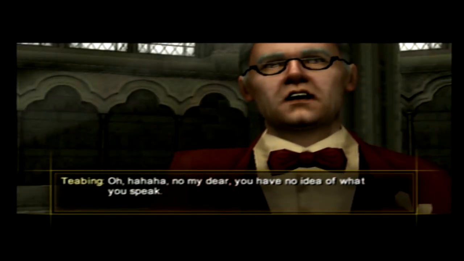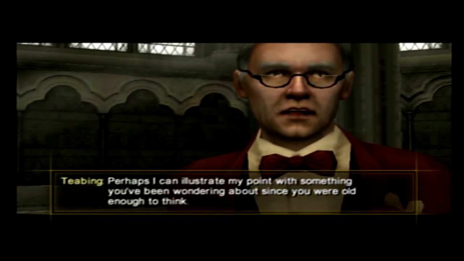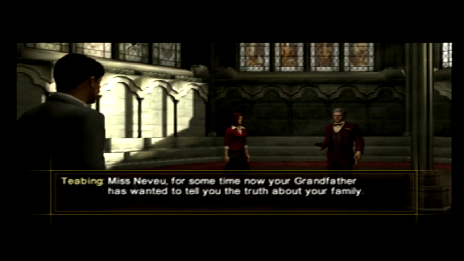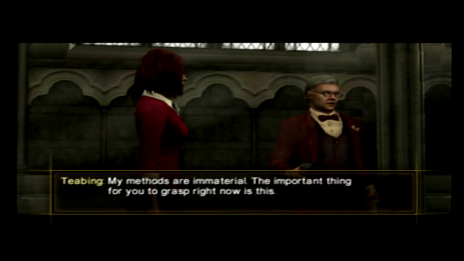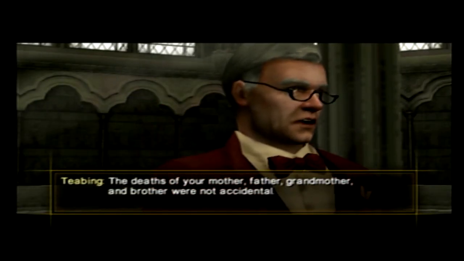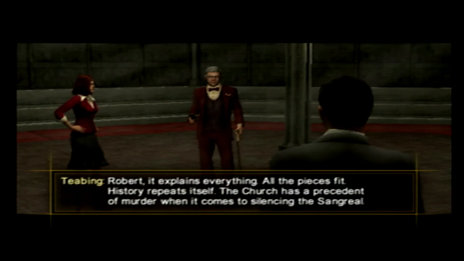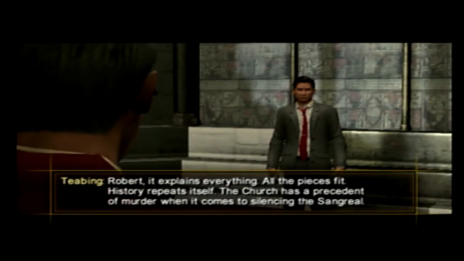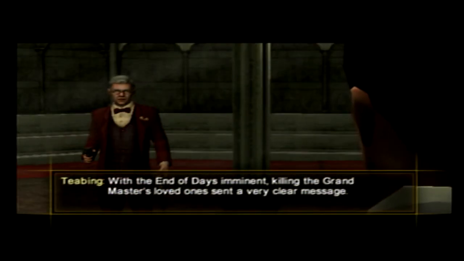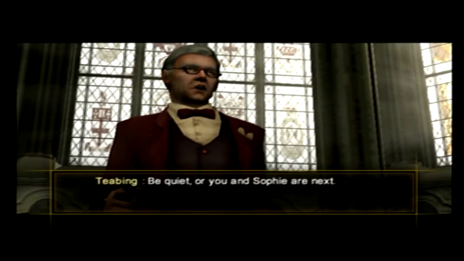Oh, no, my dear. You have no idea of what you speak. Perhaps I can illustrate my point with something you've been wondering about since you were old enough to think. Miss Neveu, for some time now, your grandfather has wanted to tell you the truth about your family. How could you know that? My methods are immaterial. The important thing for you to grasp right now is this: the deaths of your mother, father, grandmother, and brother were not accidental. What are you saying? Robert, it explains everything. All the pieces fit. History repeats itself. The Church has a precedent of murder when it comes to silencing the Sangreal. With the end of days imminent, killing the Grand Master's loved ones sent a very clear message.